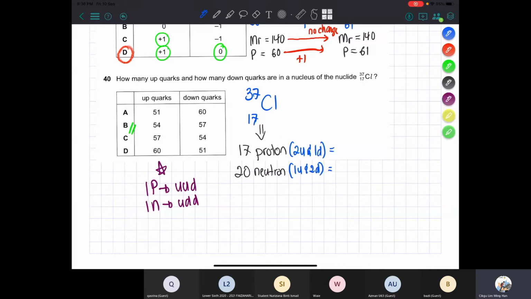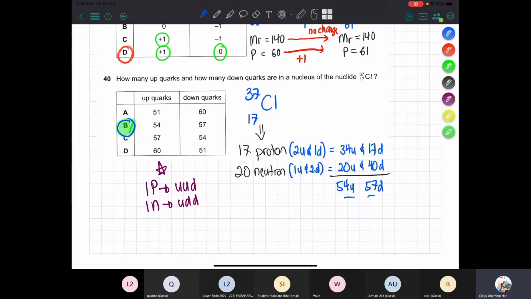For 17 protons, there will be 34 up and 17 down. For 20 neutrons, there will be 20 up and 40 down. After that, you do the maths here. You'll get 57 down and 54 up. Yeah, I think you got the answer, Ian. The answer is B.